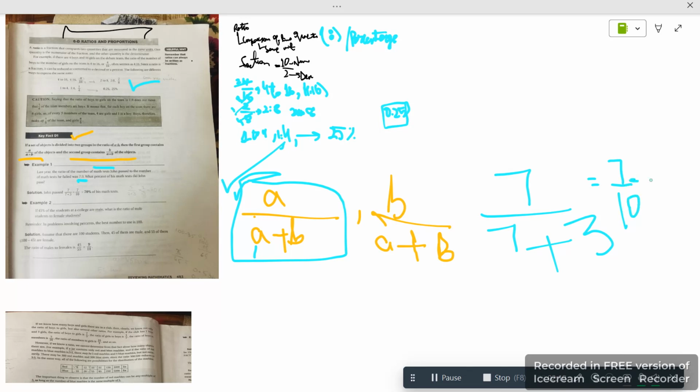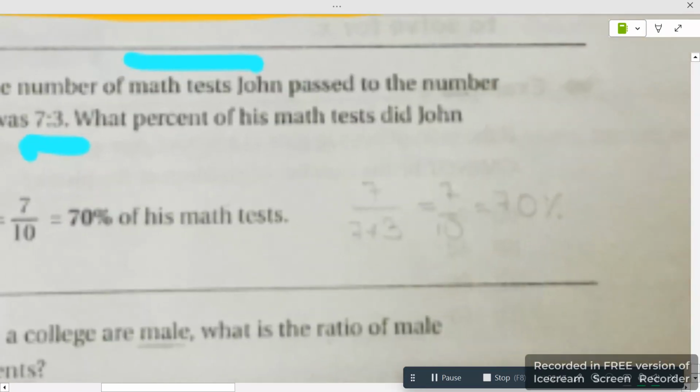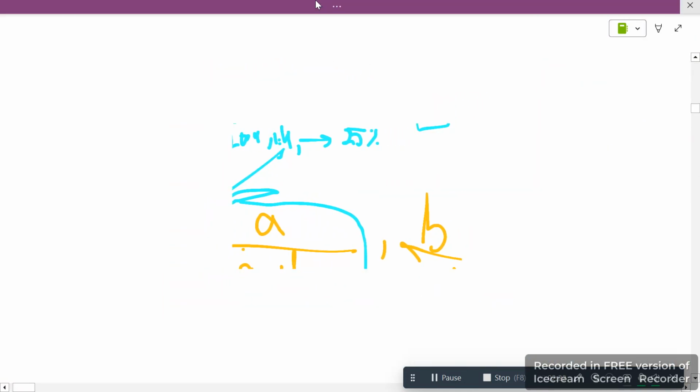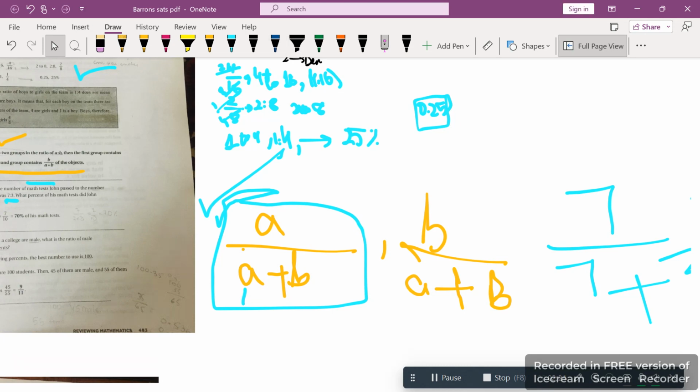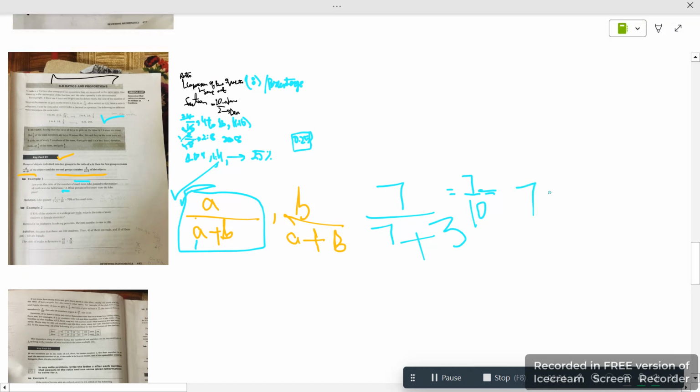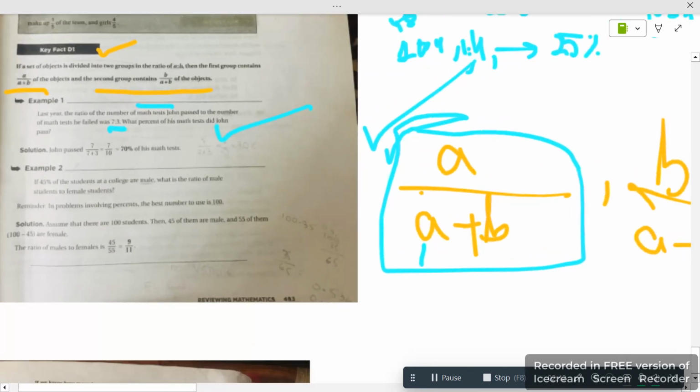And as I just told you, we can also write it as a percentage. They're asking the question: what percent of his math tests did John pass? This means we are supposed to give the answer in percentage. So when we divide these, we'll get 70%. So this means John passed 70% of his math tests, and yes, this is the answer. This means we were done with the one example. Now let's move towards another example we have.